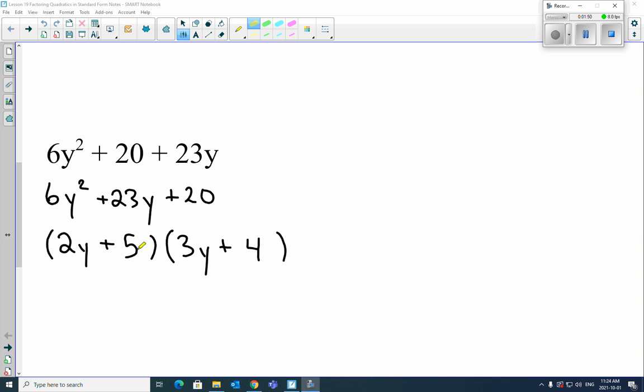So for instance, let's say you had the 4 and the 5 backwards. When you do that, the part of FOIL, like the O and the I, the outside and the inside, you realize, oh, I got the numbers wrong, and you just rearrange them.